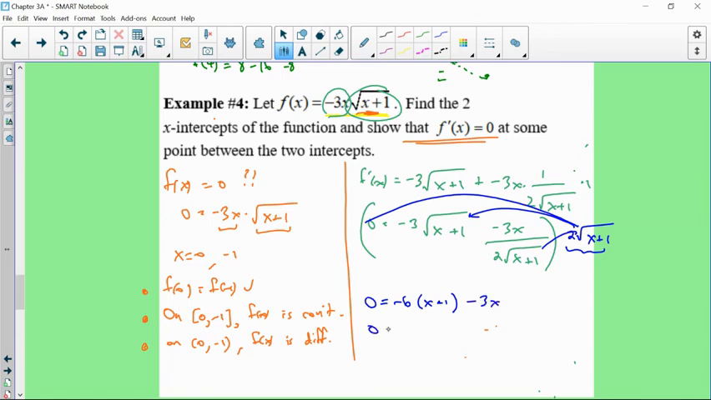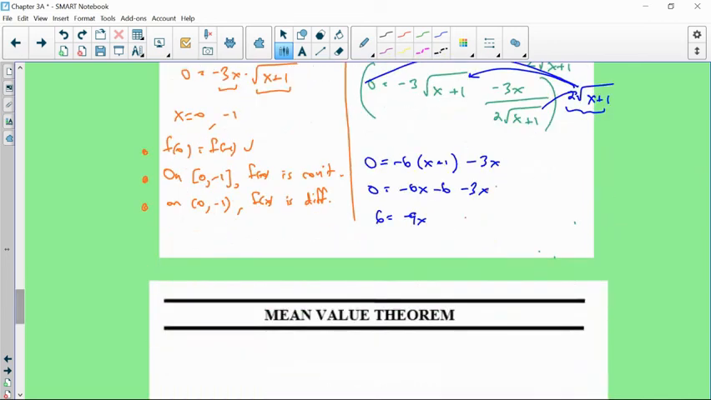Okay, so that's 0 equals -6x minus 6 minus 3x. Add this 6 over, and this is -9x, and then divide. So it looks like x is equal to -2/3. And again, -2/3 is in between 0 and -1, so it was guaranteed by Rolle's theorem. So my C value is equal to -2/3.